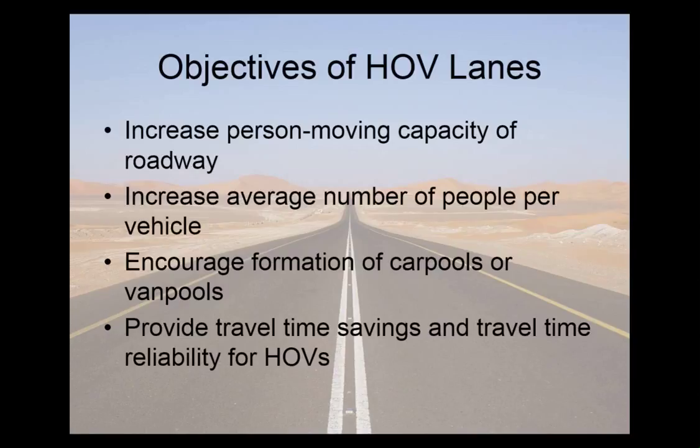HOV lanes have various objectives. The main ones, though, are to increase the person moving capacity of the roadway without having to add more lanes. This is done by increasing the average number of people per vehicle, since HOV lanes give an incentive for people to carpool. They provide travel time savings and travel time reliability to HOVs, and this encourages the formation of carpools and vanpools.